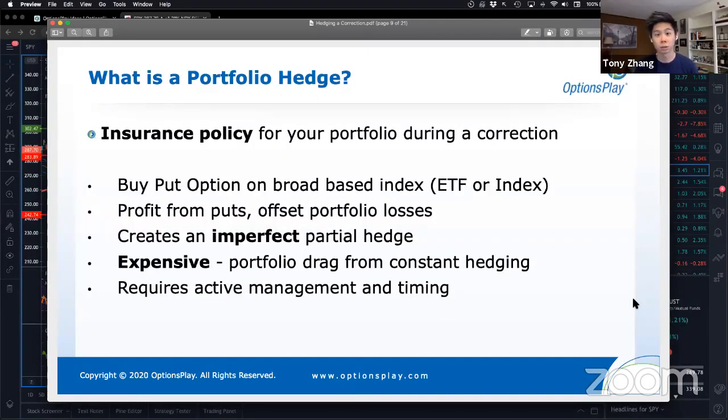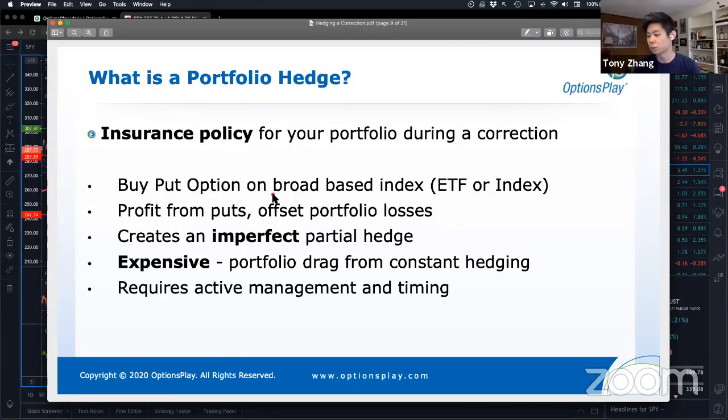So what is a portfolio hedge? The best way to think about a portfolio hedge is thinking about an insurance policy on your portfolio. Now, the thing about insurance policies on your portfolio is that it's very expensive, and we're going to talk about how that affects your decision to buy a portfolio hedge. Because when we think about insurance policies, we usually think about something that we buy all the time in case something happens. It's not quite the same for buying a put on your portfolio because it's very, very expensive.